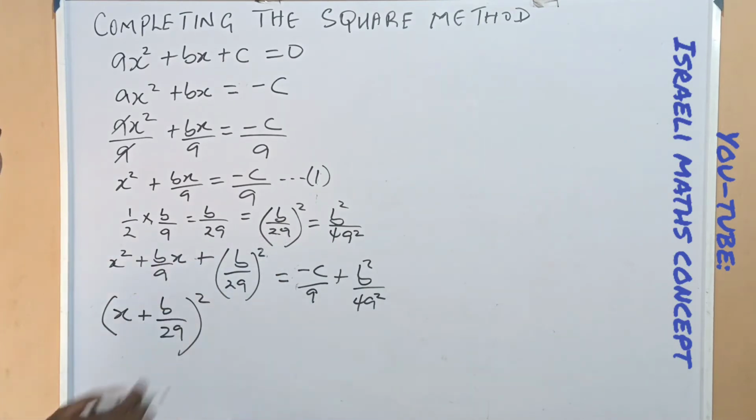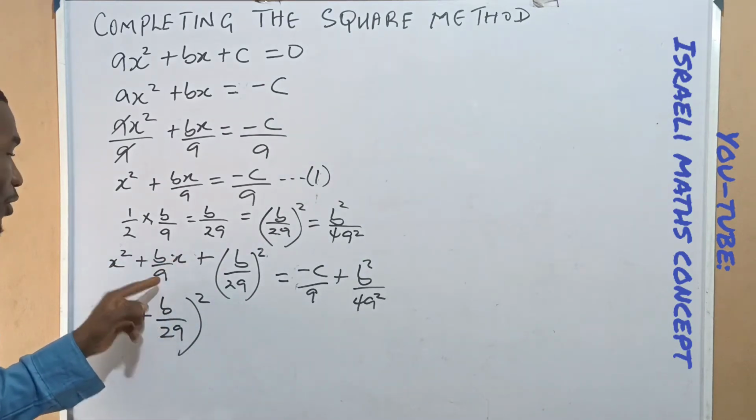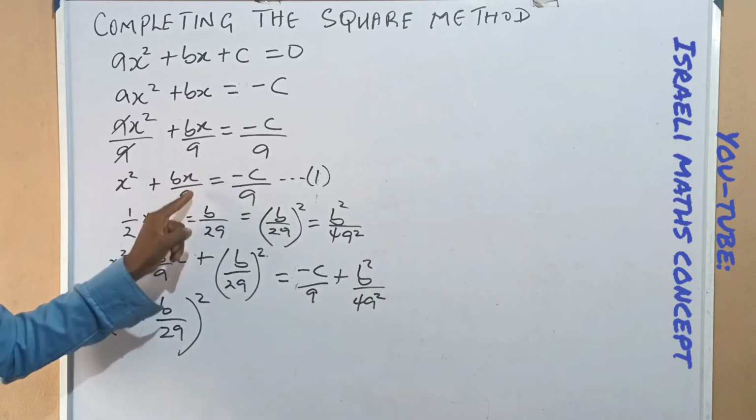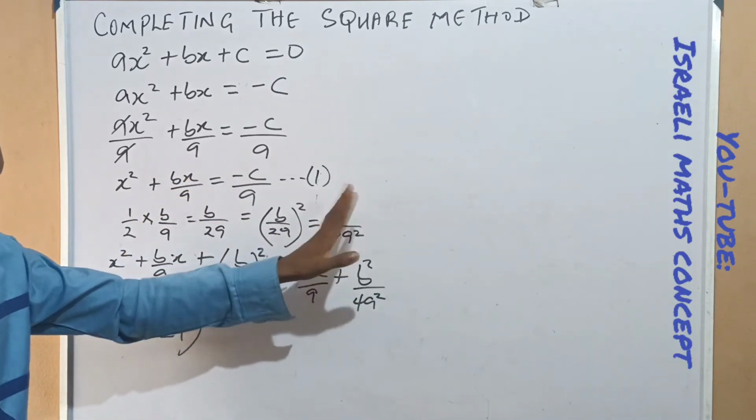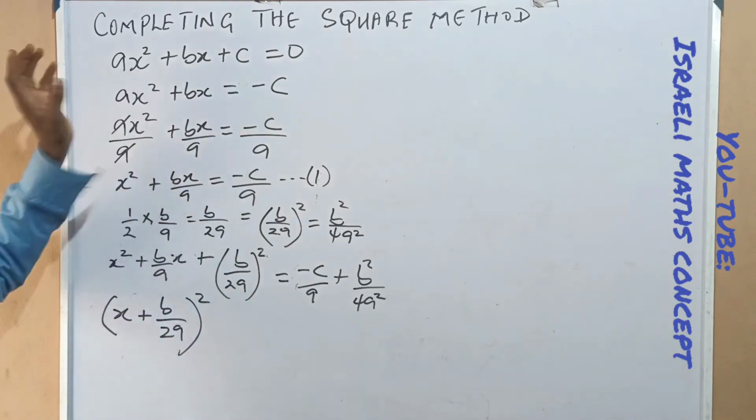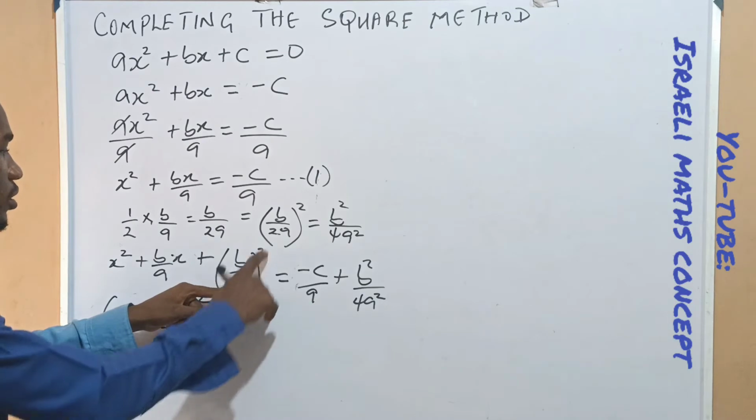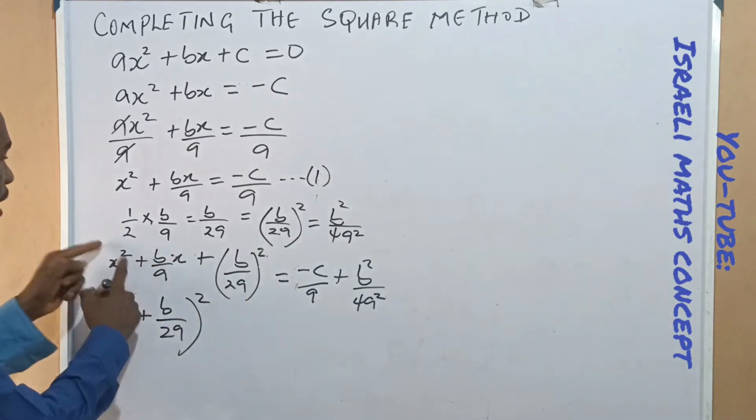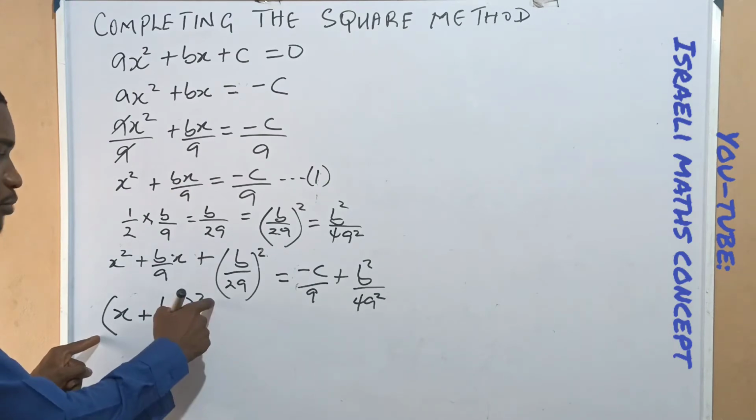Remember, I didn't use this bx over a again, because this bx over a was what gave birth to this b squared over 4a squared. Hence, I had to eliminate it, taking only x squared and b over 2a raised to the power of 2. But because they have the same square, I had to put their square together in the same bracket.